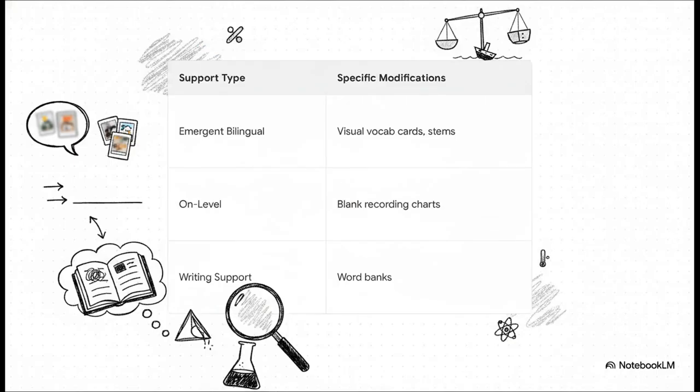The great thing is, it's incredibly easy to modify these labs. To support your emergent bilinguals or anyone needing differentiation, lean on the curriculum's provided sentence stems, like, "I predict the blank will sink because blank." Put visual vocabulary cards right at their tables and write word banks on the board for the CER writing process. Science is for everyone, and these small tweaks make sure everyone can access it.